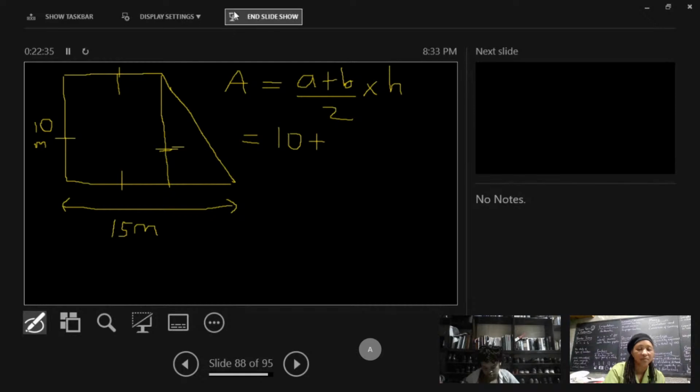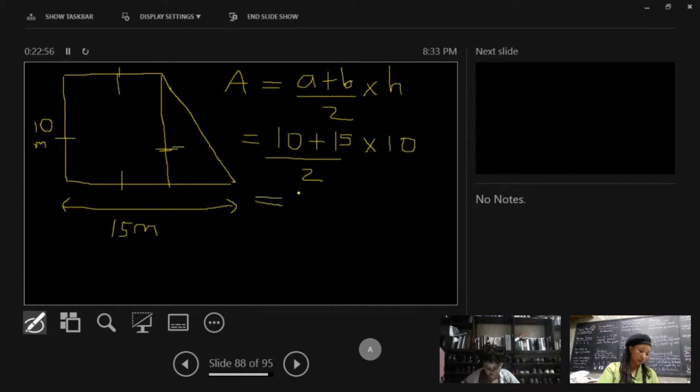Oh, okay. So what should happen? Miss, 10 plus 15 over 2 times the height, which is what? Times 10, miss. So that gives 25 over 2. All right, so 25 over 2 times 10. Yes, miss. So 25.